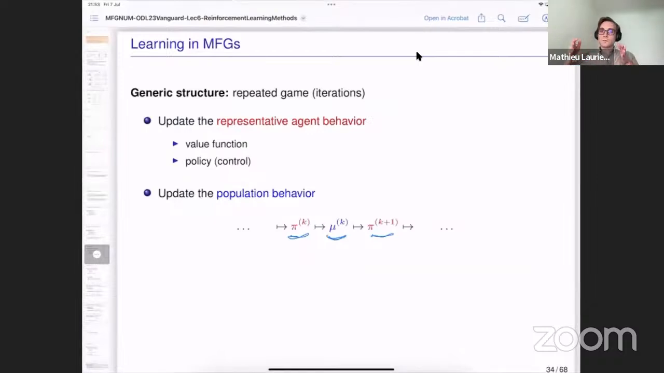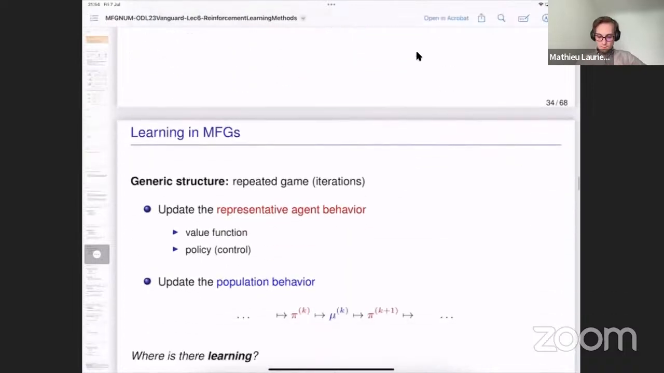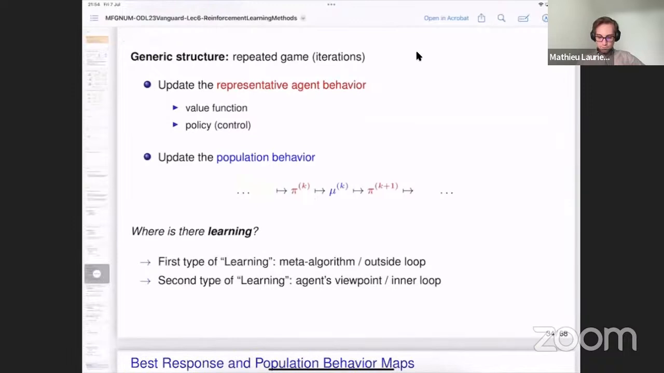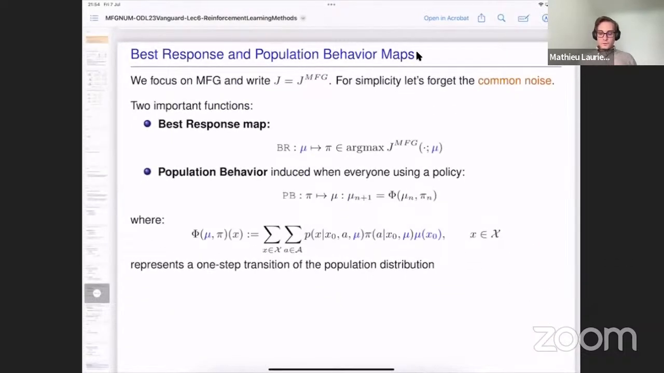The question is, how do you do these updates? Along the way, there will be this particular step, which is how to compute the new policy. And this, you can do, for example, using reinforcement learning methods. So two types of learning, the outer loop and the inner loop. Okay, so we are going to need this best response map to define the fixed point iterations. I already defined this best response map. It is the argmax. In general, the argmax is not unique, so you may need to decide which policy you want in this set of argmax policies.